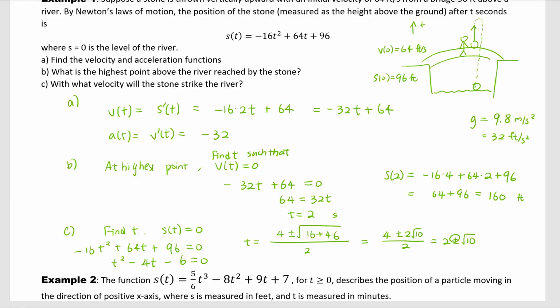So we're looking for what velocity the stone will strike the river. So we plug this time into our velocity function. So negative 32t, t is 2 plus the square root of 10, plus 64. Well, if you distribute it, you can see the first term gives you negative 64, and the second term gives you negative 32 square root of 10, plus 64. 64 and 64 cancel. So we get negative 32 square root of 10 as our answer. And what's the units? Feet per second for velocity. So far, so good, everybody?